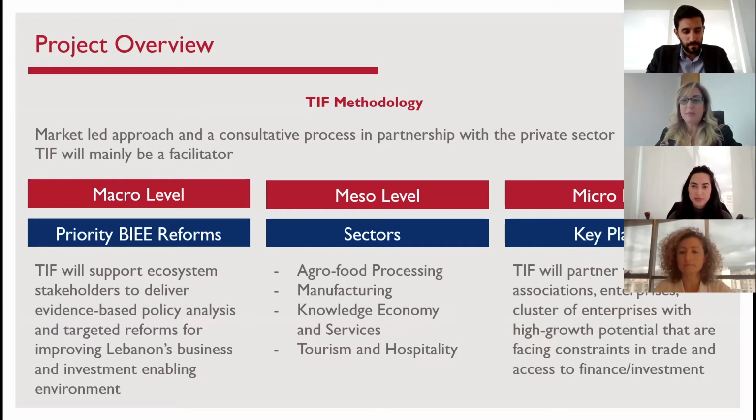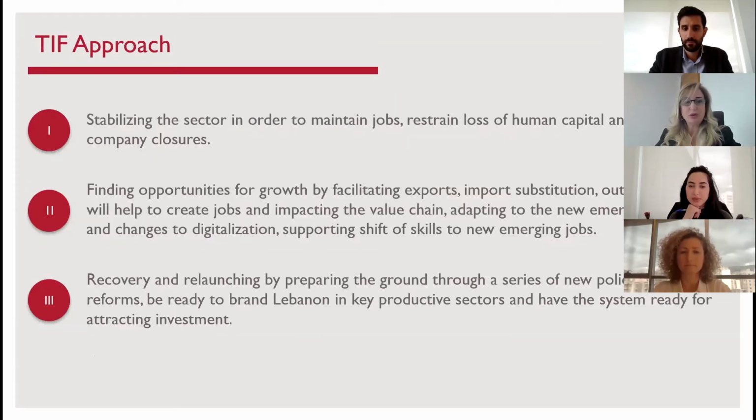For the meso level, the sector and subsector, the project selected 4 productive sectors: agro-food processing, manufacturing, knowledge economy and services, tourism and hospitality. Today we'll go through the knowledge economy sector findings. Next week, on March 23rd, we'll be presenting the agro-food and manufacturing partnership webinar. And the week after, on March 30th, we'll have the tourism webinar. At the micro level, the partnership, today we'll go through all the details, meaning TIF potential partner, the criteria, and how to apply.